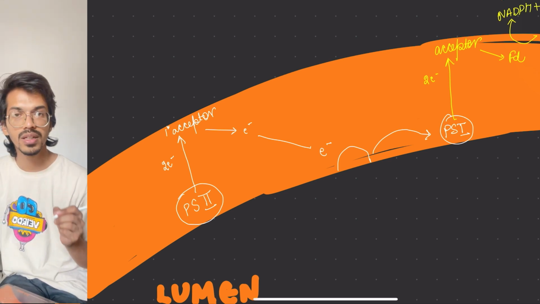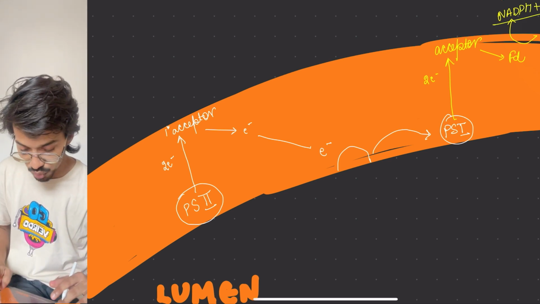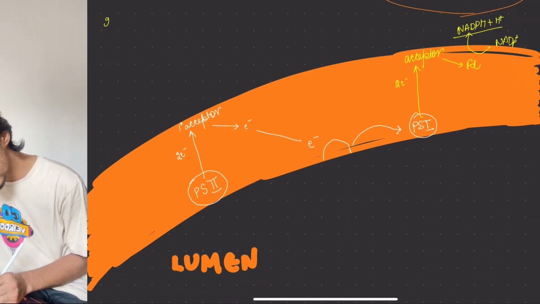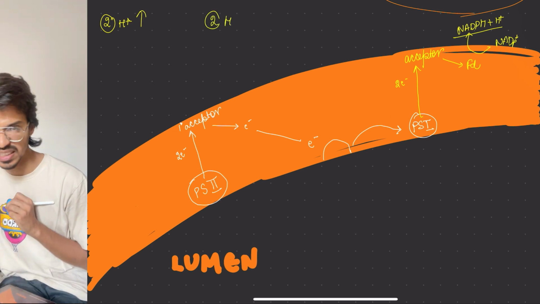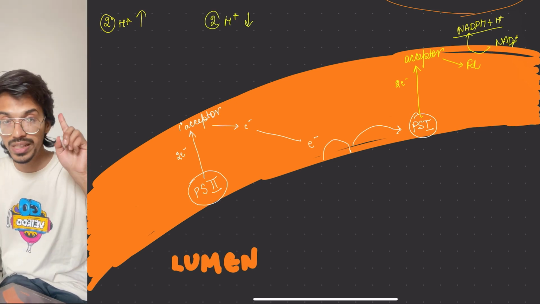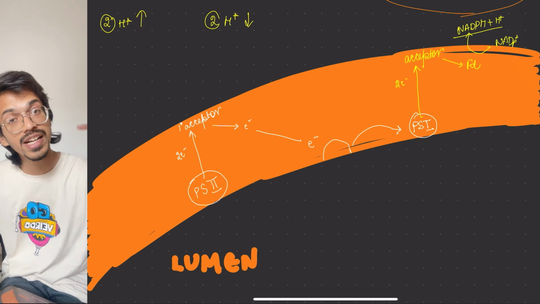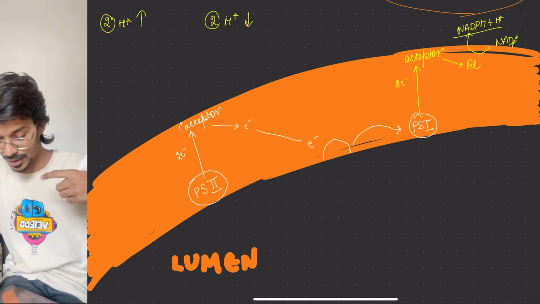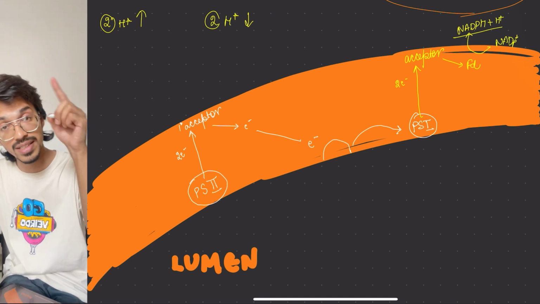This is being formed. Now let's just see what is happening. Remember that at two places H positive is increasing and in two ways H positive concentration is decreasing. Okay, we know that till now the concentration inside the lumen will be increasing, and outside in the stroma it will be decreasing. So first let's see how it is decreasing.